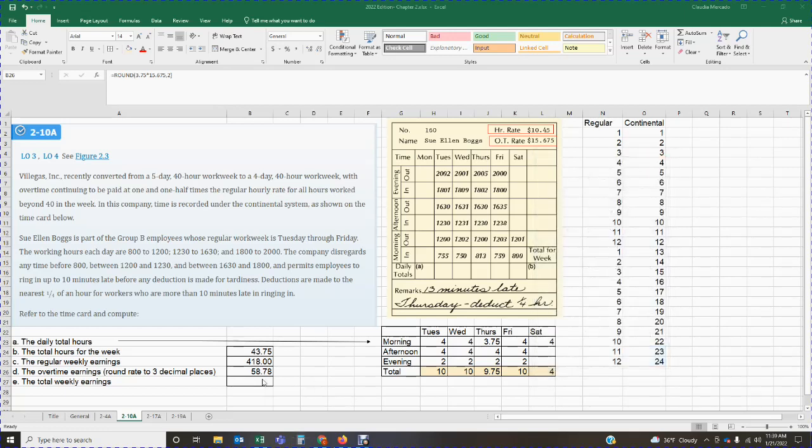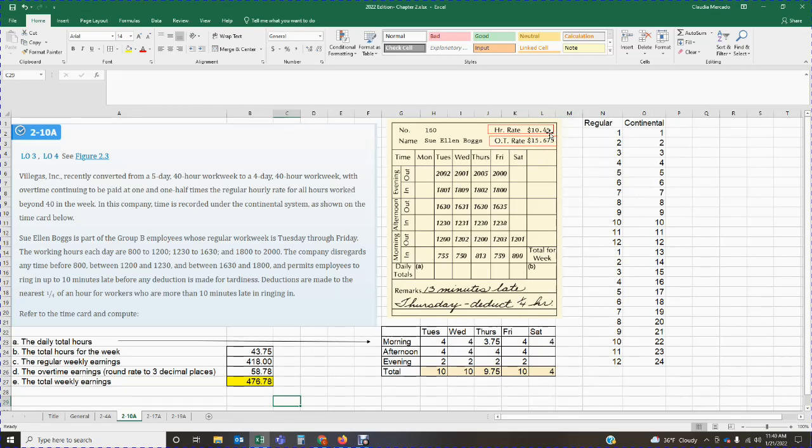Okay? So the total weekly earnings is going to be your regular weekly earnings of 418 plus your overtime earnings of 58.78. That will give you your total weekly earnings of 476.78. Okay, this is how much Sue made this specific week. Sue worked 3.75 hours over the 40. The hourly rate and the overtime rate are provided.